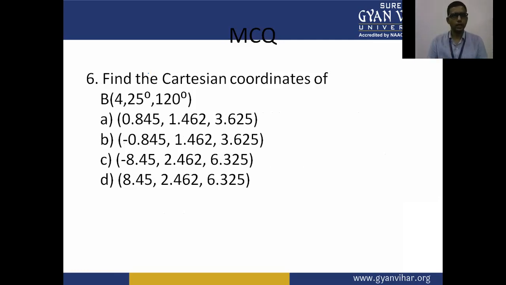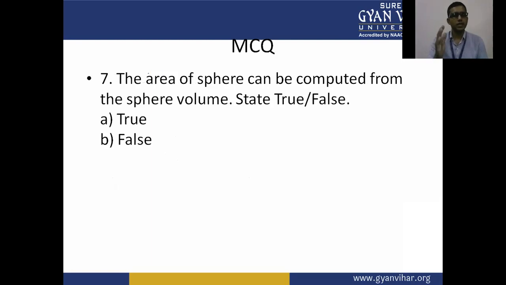Find the Cartesian coordinates of the point B, that is 4, 25 degrees, 130 degrees. The point B is given in the spherical coordinate system, so we have to convert the spherical coordinates to Cartesian by our transformation. Question number 7, the area of the sphere can be computed from the sphere volume. Is it true or false?